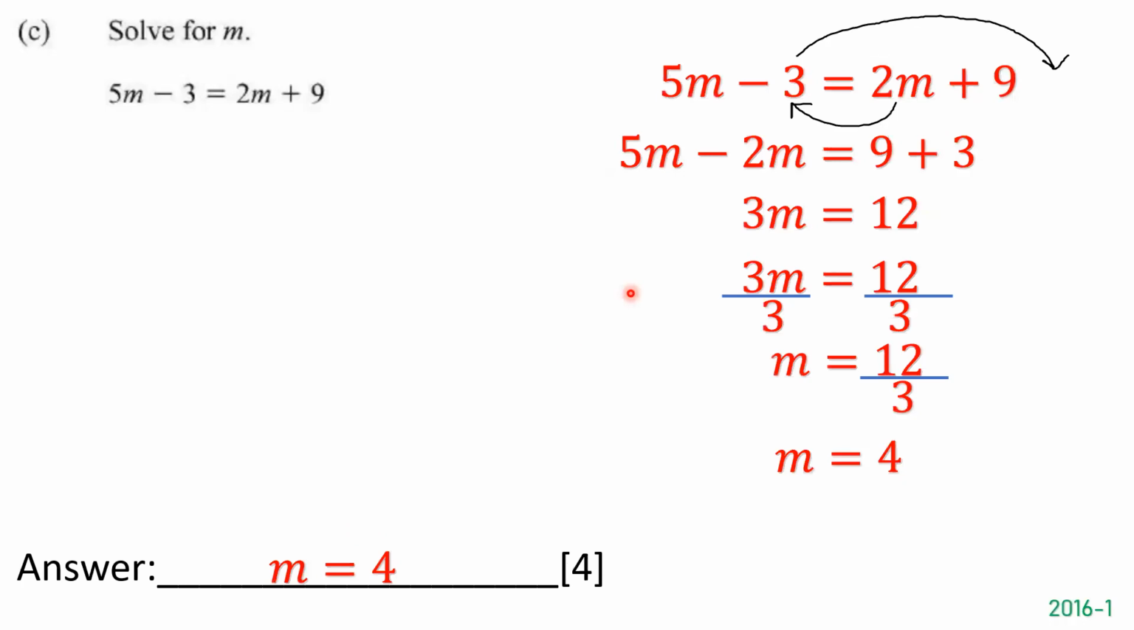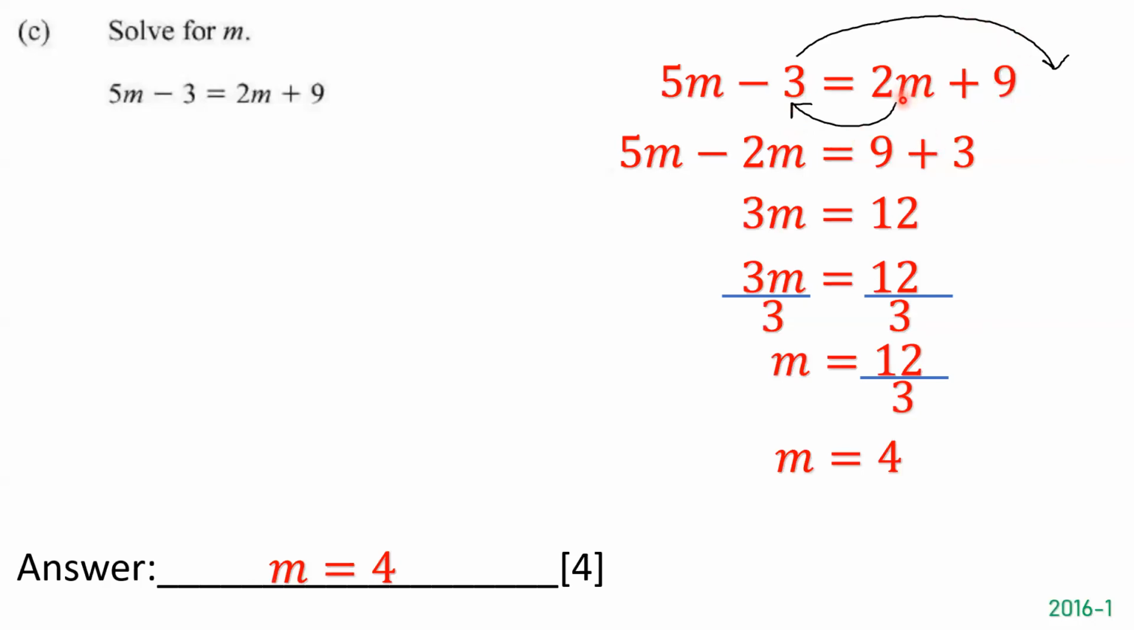Moving right along, we have 5m minus 3 equals 2m plus 9. The idea is that we want all of the m's on one side and all of the numbers on the other side. And so that means that we're going to send 2m over the equal sign to the left, and we're going to send the negative 3 to the right. Notice that this was a negative 3. So when we send it over the equal sign, it becomes a positive 3.